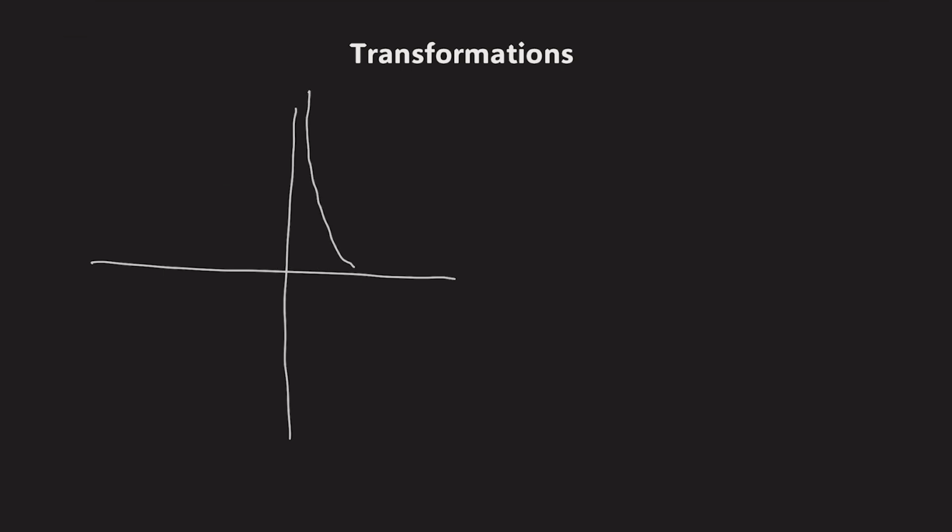If I wanted to shift the graph to the right a bit, that would be a transformation. If I wanted to shift the graph down a bit, that'd be a transformation. If I wanted to make the function wider, that'd be a transformation. So with all that being said, let's get into the types of transformations.